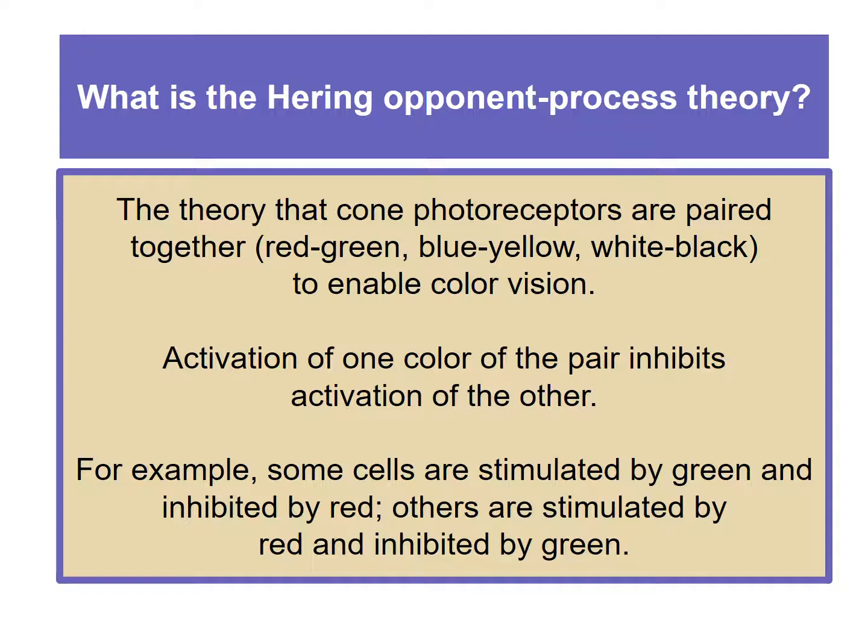What is the Hering opponent process theory? So this is a theory that cone photoreceptors are paired together, red-green, blue-yellow, white-black, and that enables color vision. The activation of one color of the pair inhibits the activation of the other. So for example, some cells are stimulated by green and inhibited by red, and others are stimulated by red and inhibited by green. And the fact that some are inhibited is what allows you to be able to see that other color.